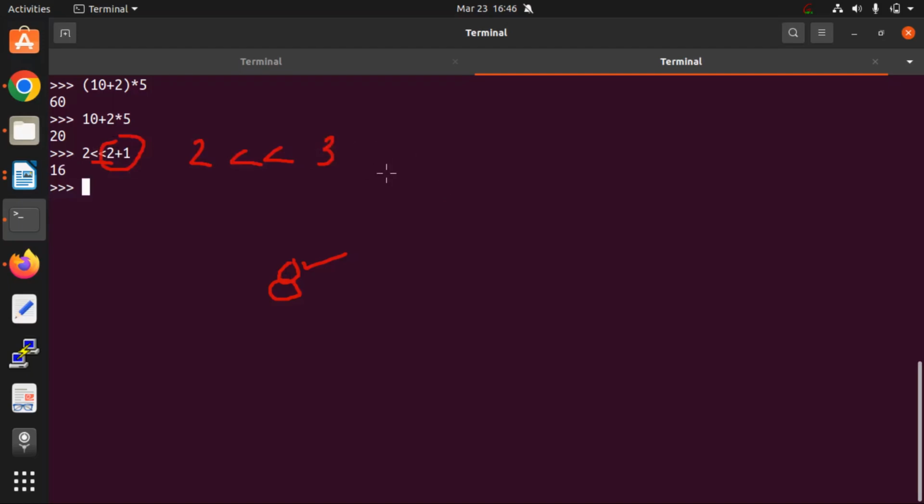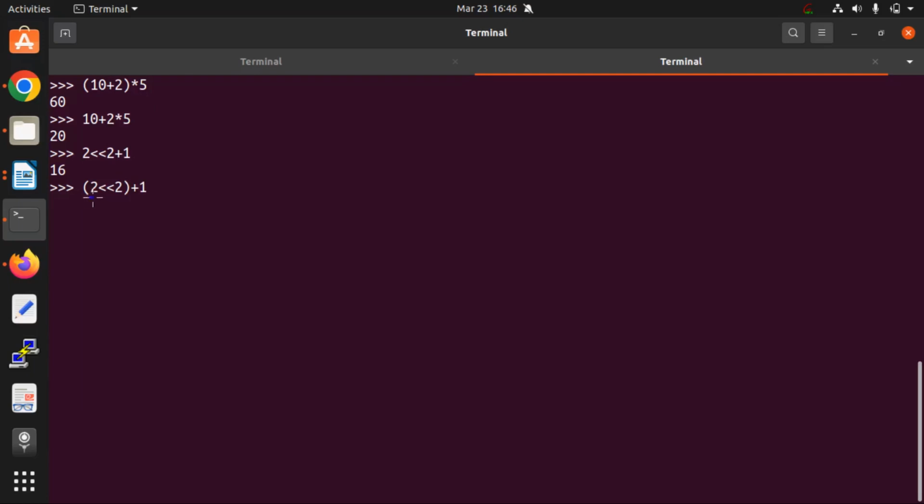So 2 left shift by 3 is 2 power 3. 2 power 3 is 8. 8 into 2 is 16. So you get 16 as the answer. Right? The same thing if you perform with brackets. If I say perform the left shift first and then do a plus 1, the whole thing will change.